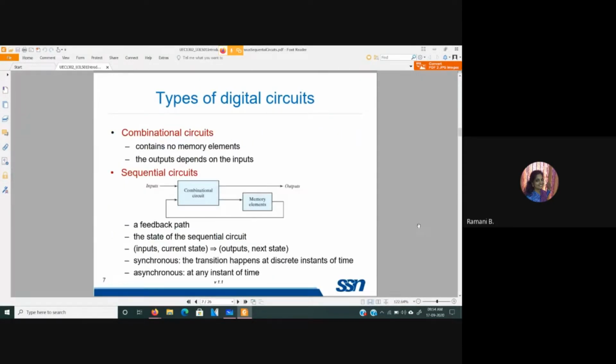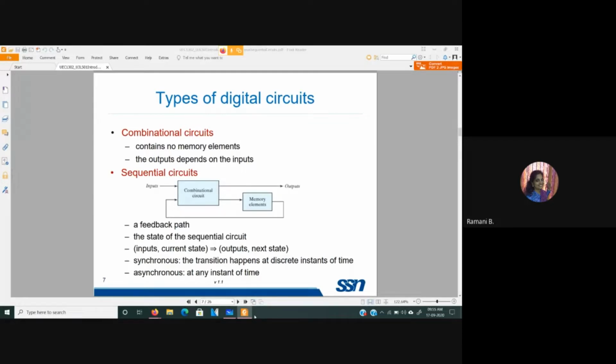So first is the types of digital circuits. We have already seen combinational circuits, and you very well know that you don't have any feedback path over there in the combinational circuit, and thereby there is no memory element in it, and also the outputs depend as such on the inputs, and the combinational circuit as such is designed using basic logic gates. Okay, so that is about the combinational circuit.